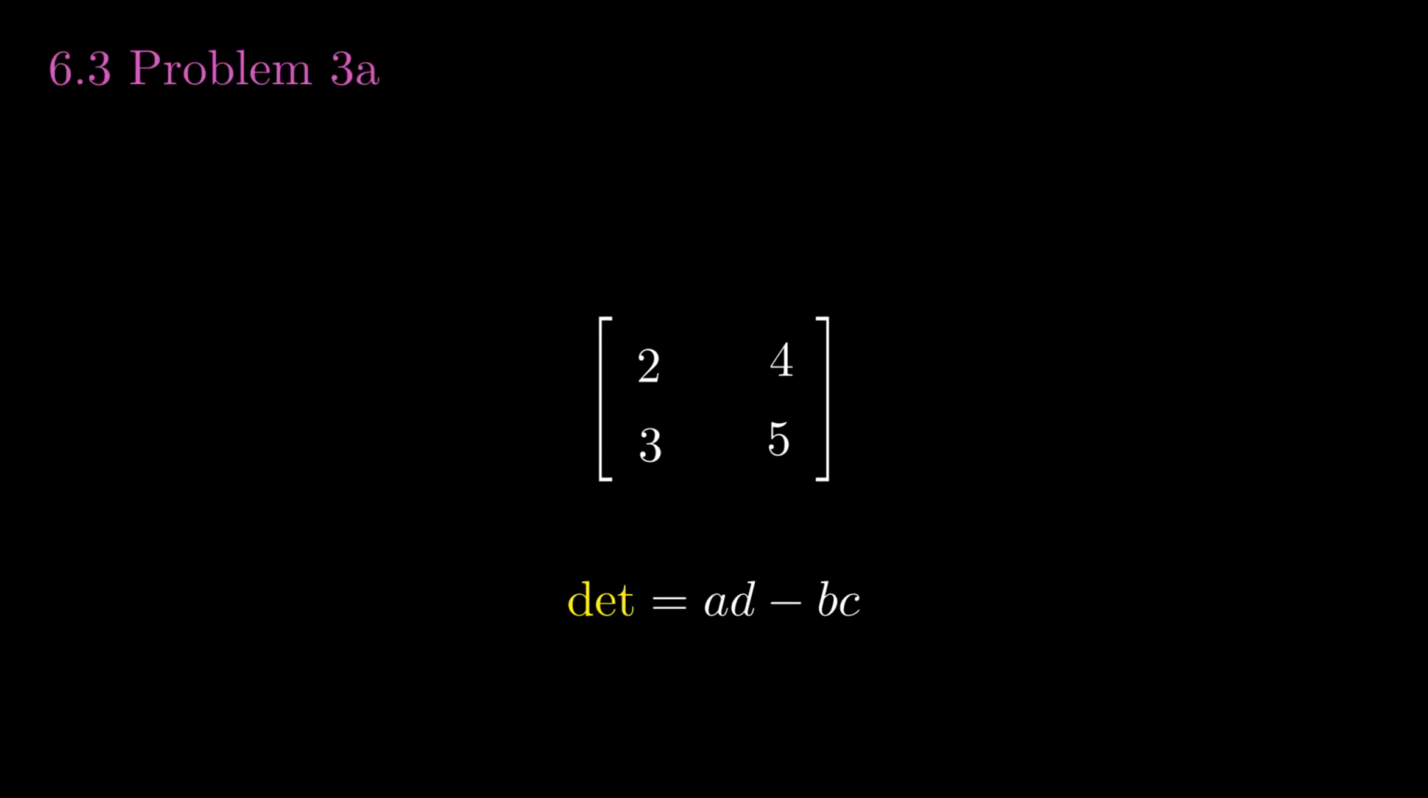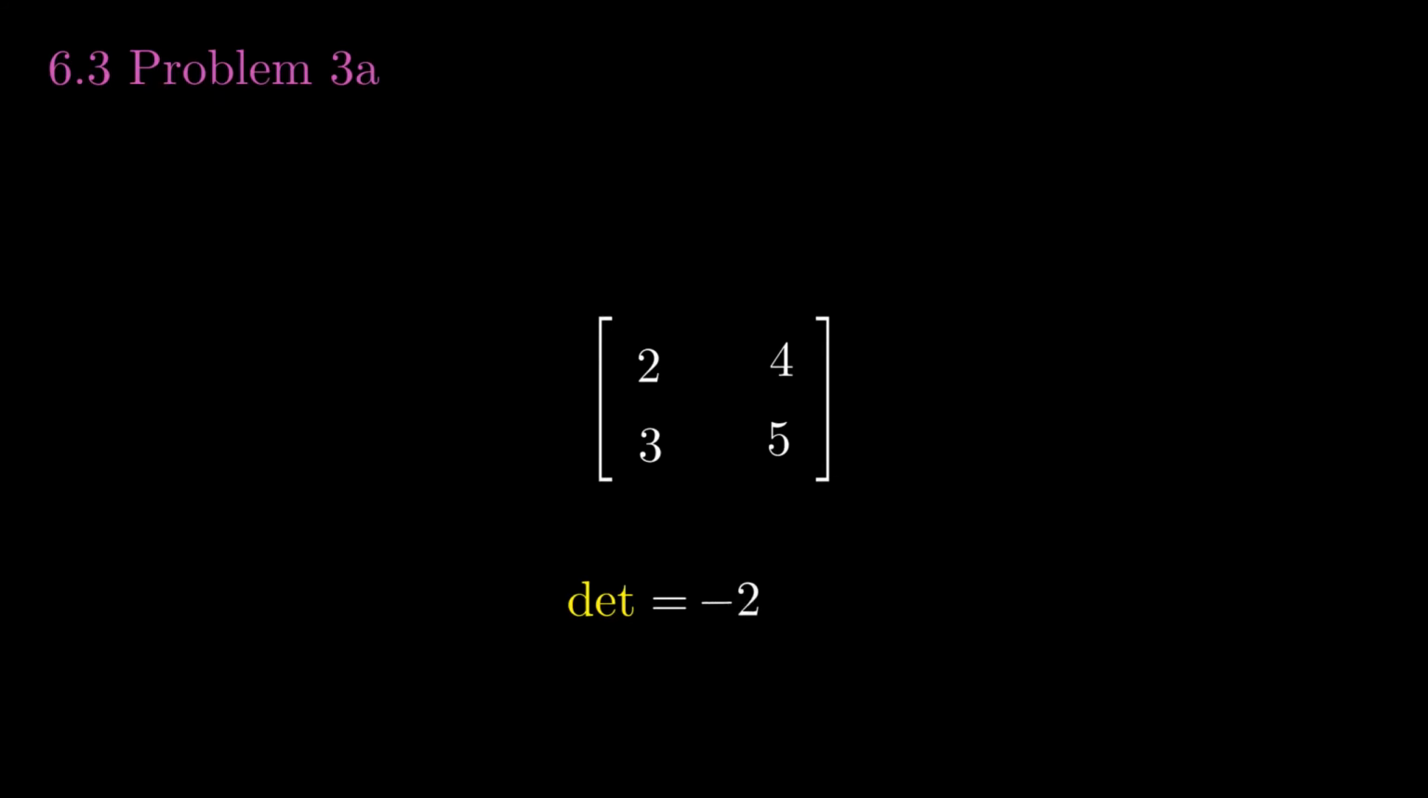The way you calculate the determinant of a 2 by 2 matrix is by using the formula AD minus BC. So here we have an example. If you wanted to find the determinant of this matrix, we would multiply 2 by 5, which is 10, and subtract that by 3 times 4, or 12, resulting in negative 2.